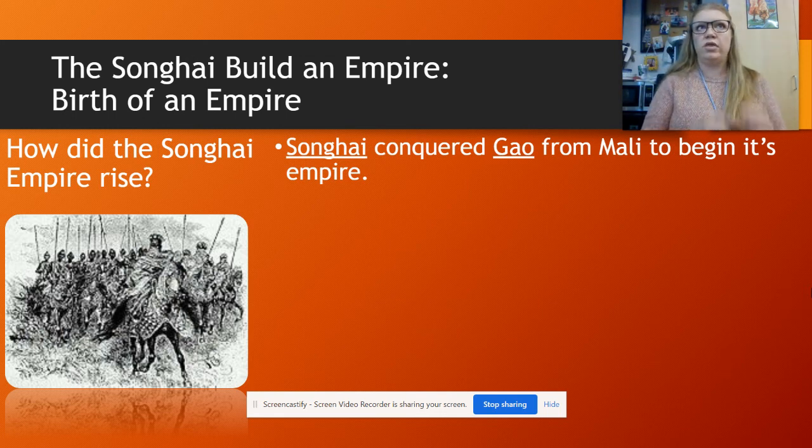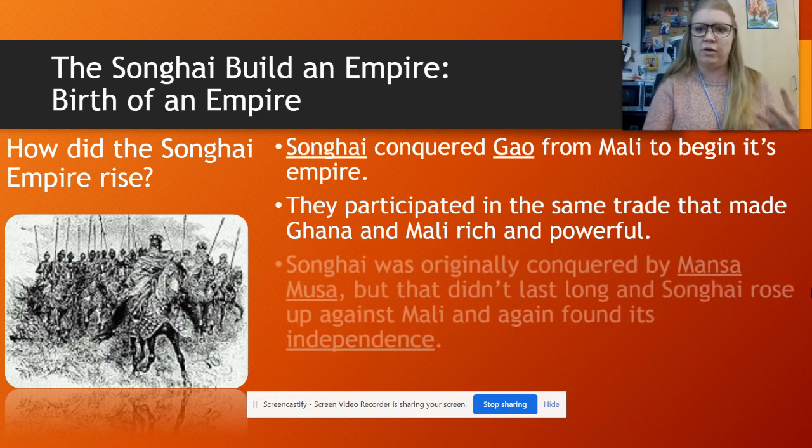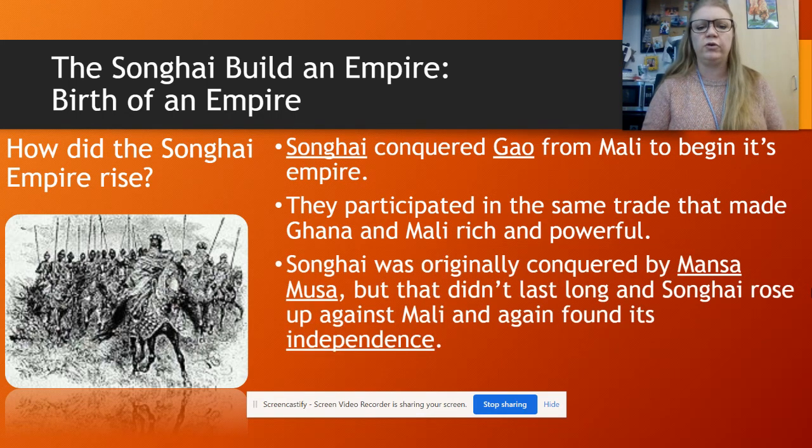So remember that when Mali was invaded and all the little cities, they all decided to declare their independence. The city of Gao on the banks of the Niger River decided to get their independence from Mali and rename themselves Songhai. They participated in the same trade along the Niger River. They had the gold and the salt mines, same as Ghana and Mali. It made them very strong, very rich, very powerful.